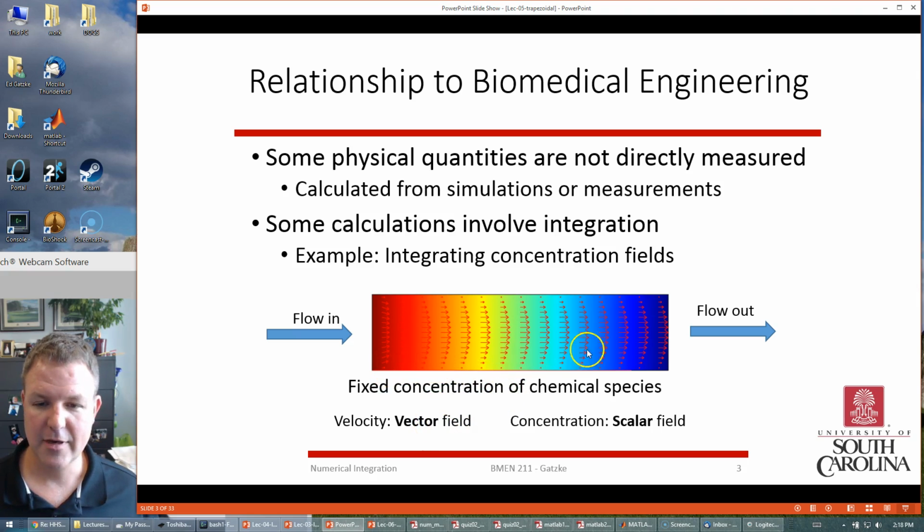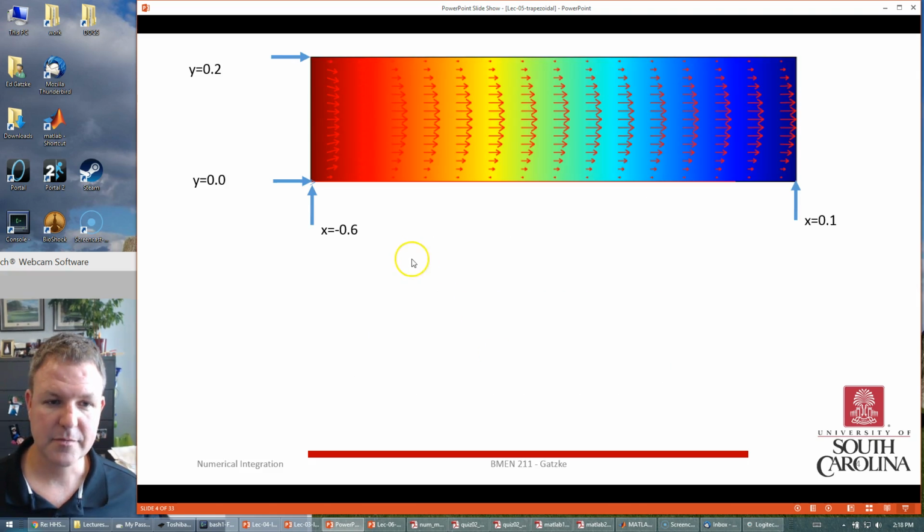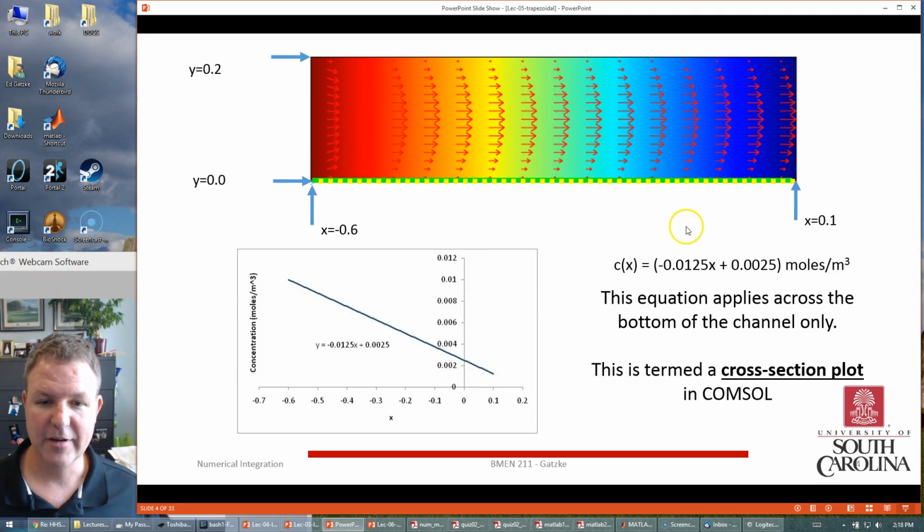Now we are going to be interested in looking at some of the concentration values here. We're going to look at the concentration along this line, on this boundary of the flow field. There's a high concentration here and a low concentration down here. For this example, if you just plot the concentration from this point to this point, and this is a COMSOL simulation, we're going to learn more about COMSOL later, from x equals negative 0.6 to x equals 0.1 along this position, you will get a nice line, and that line follows this simple equation.